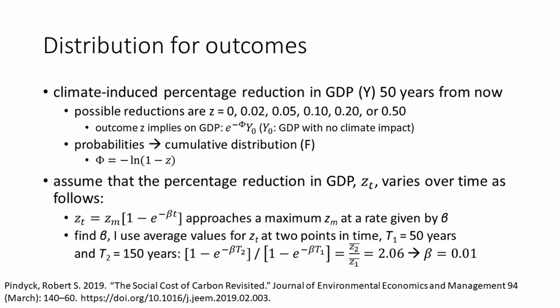And sooner or later, so assume that the percentage reduction in GDP z varies over time as it follows. So we have a nice e, and it can be familiar. If we are thinking about continuous interest rates when we are discounting things, it's always the same, except we don't have betas here. This is the r, the interest rate.